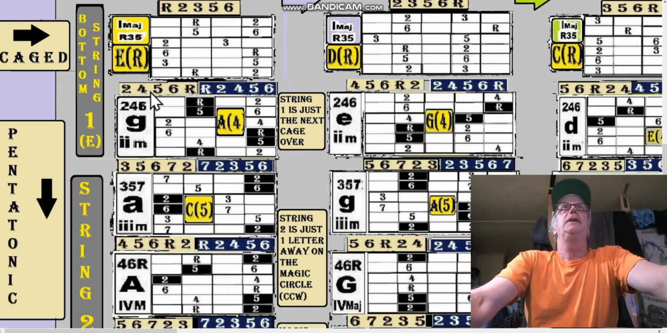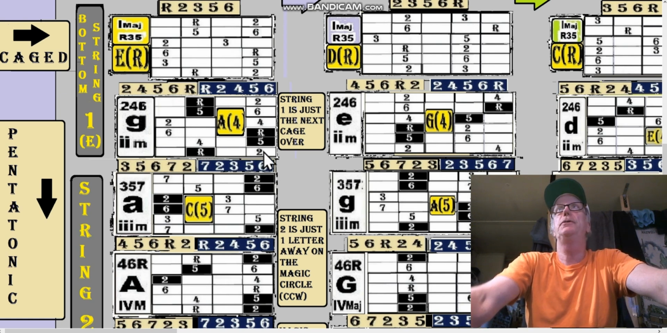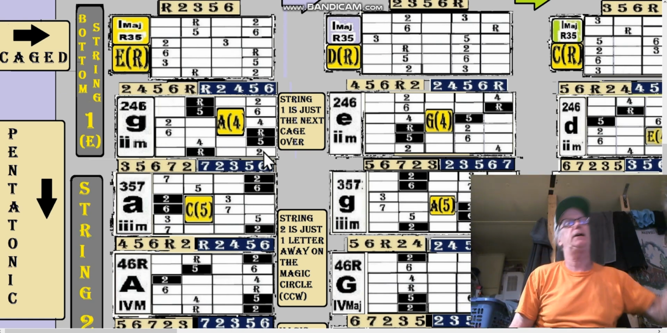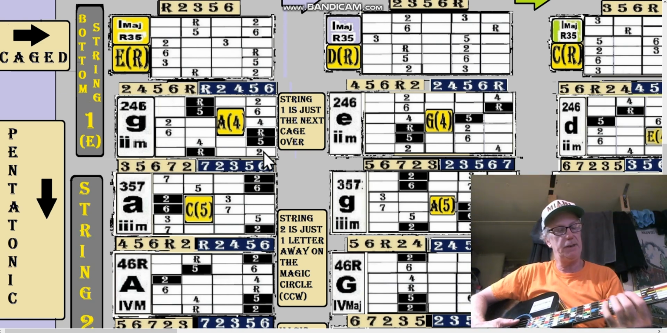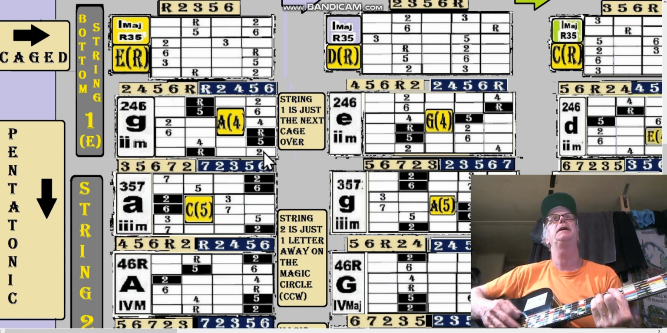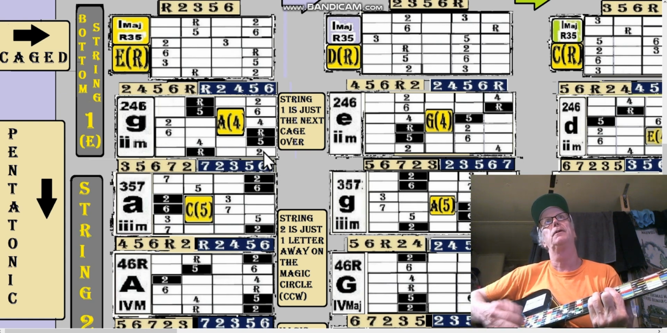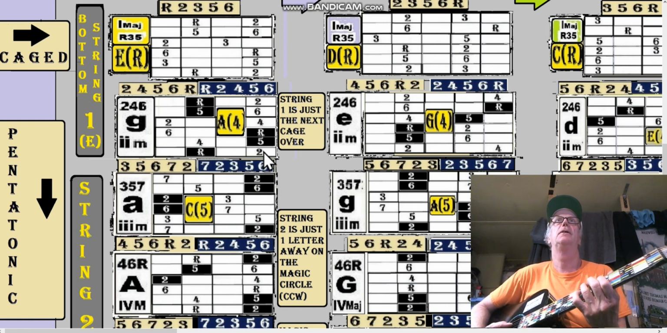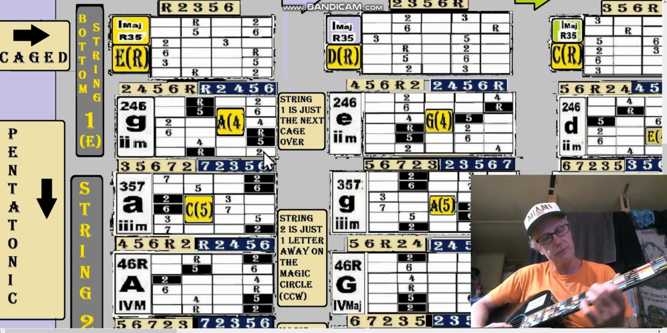So back down here, the problem is with 2, 4, 5, 6 root, look, the 2 is starting to move up in the cage, and it can be played that way. It certainly can be. In the E shape, let's say playing an F, the 2 is right here, the 2 would be the G. So it's 2, 4, 5, 6 root.